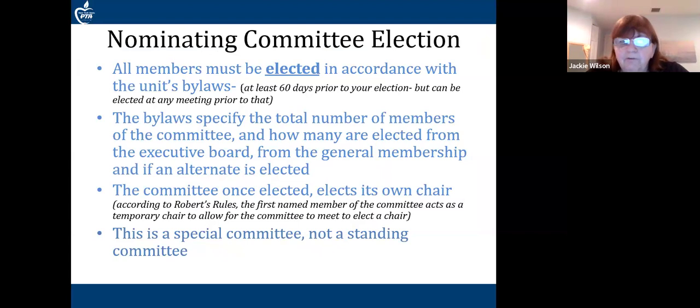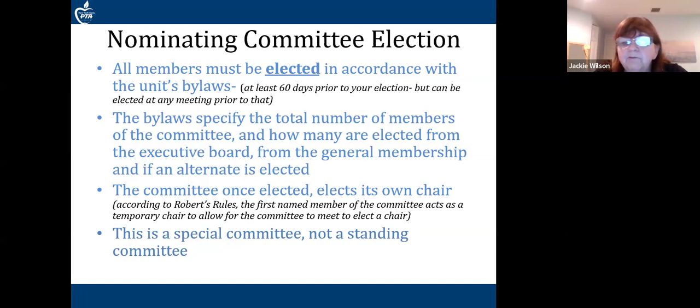For the first part of this, we need to have an election for the nominating committee. And this is very important. As I mentioned, one of the things that happens is that people are just chosen for the nominating committee. And it doesn't give everyone who wants to a fair shake in terms of being able to be a part of the nominating committee. According to your bylaws, it must be done at least 60 days prior to your election, but it can certainly be any time prior to that. That's up to your unit.